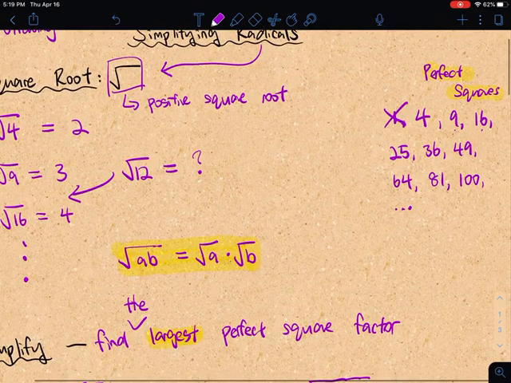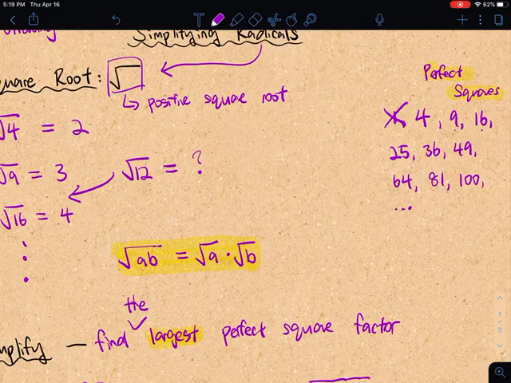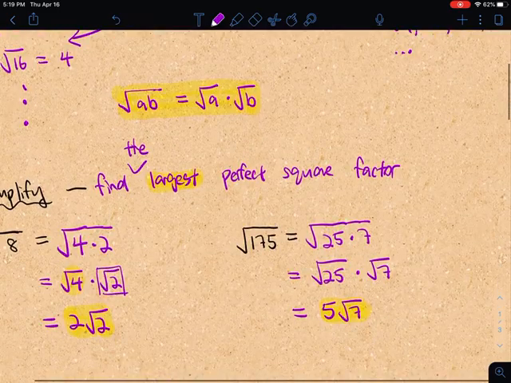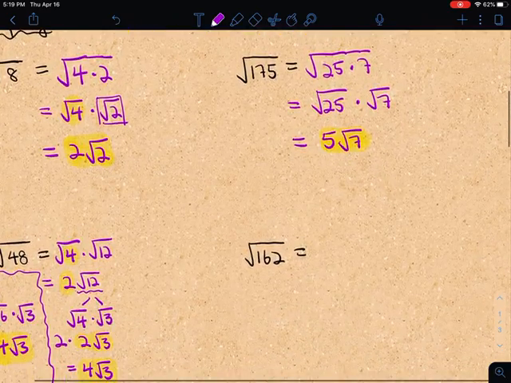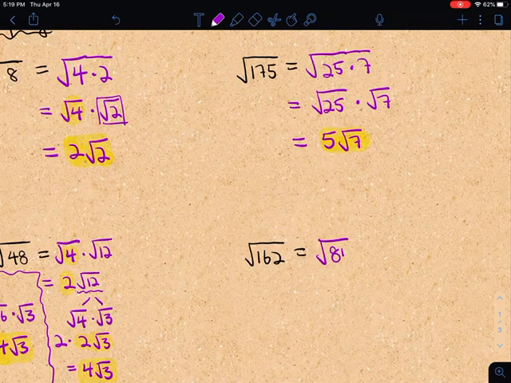Again, that's a much larger number to find. So let's see what perfect square can go into it. Again, I think it's easiest if you use a calculator, especially for the larger numbers. In this case, you'll see that 81 is the largest.